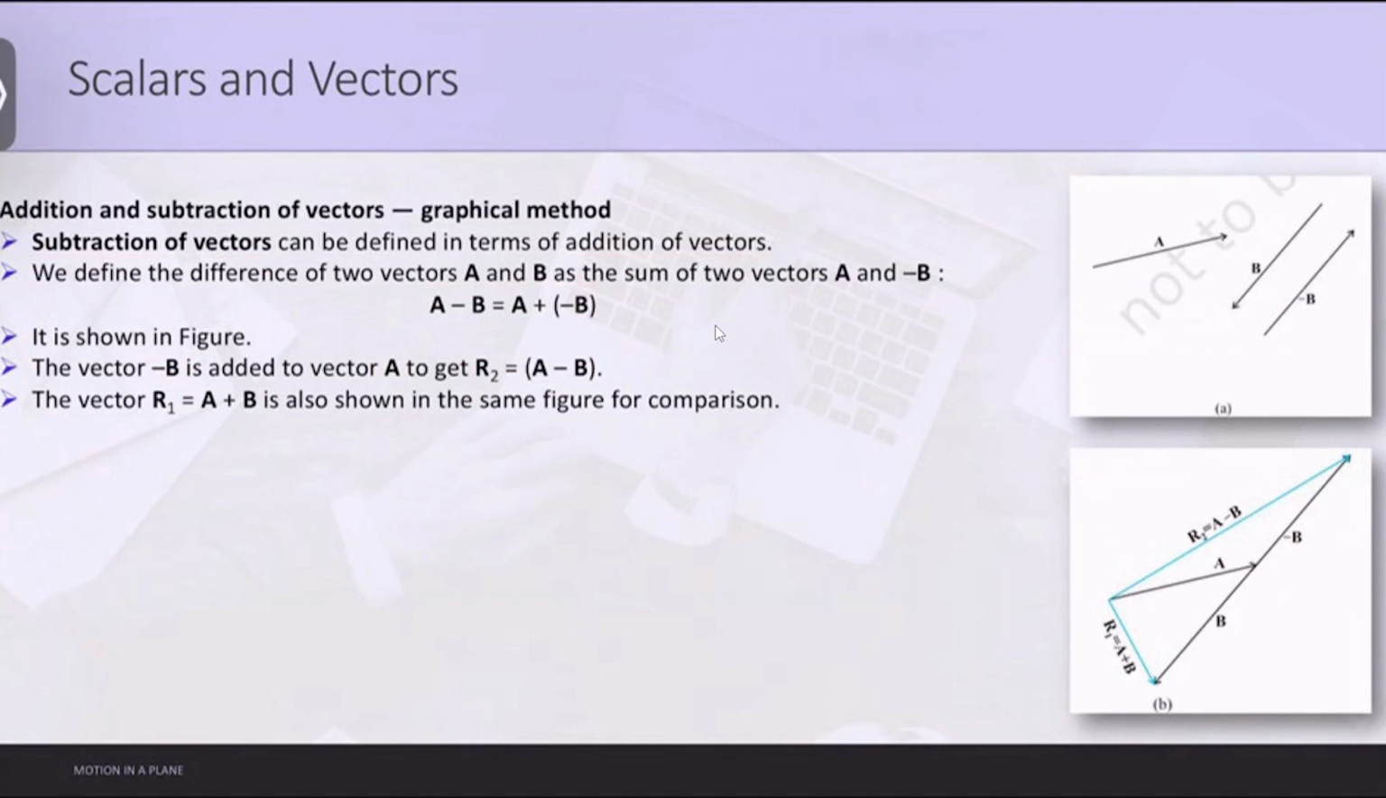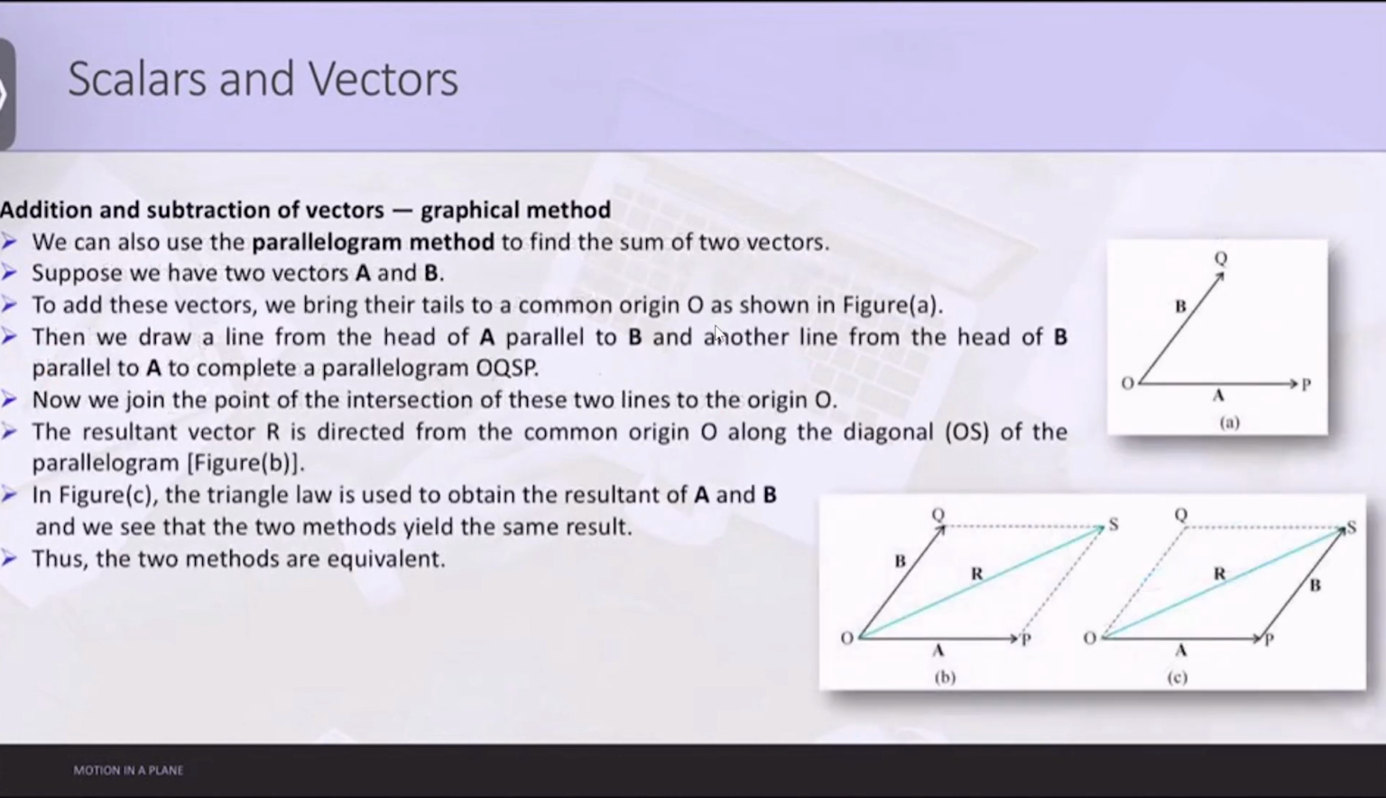Okay. So therefore the vector B is added to vector A to get R2, which is equal to A minus B. And the vector R1, which is equal to A plus B, is also shown in the figure for comparison. So this is your R1, which is vector addition, and this is your R2, which is basically your vector subtraction. Okay, fine, let's move on.